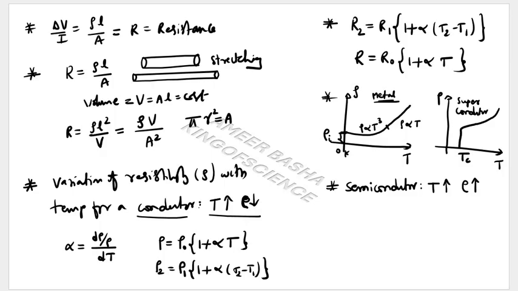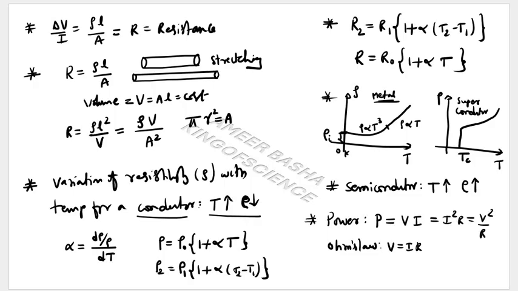Another point I want to discuss here is power. Electrical power is simply defined as the product of potential difference multiplied by the current. By using Ohm's law, delta V by R constant, that is V is equal to IR, I can write it as I square R or otherwise V square divided by R.